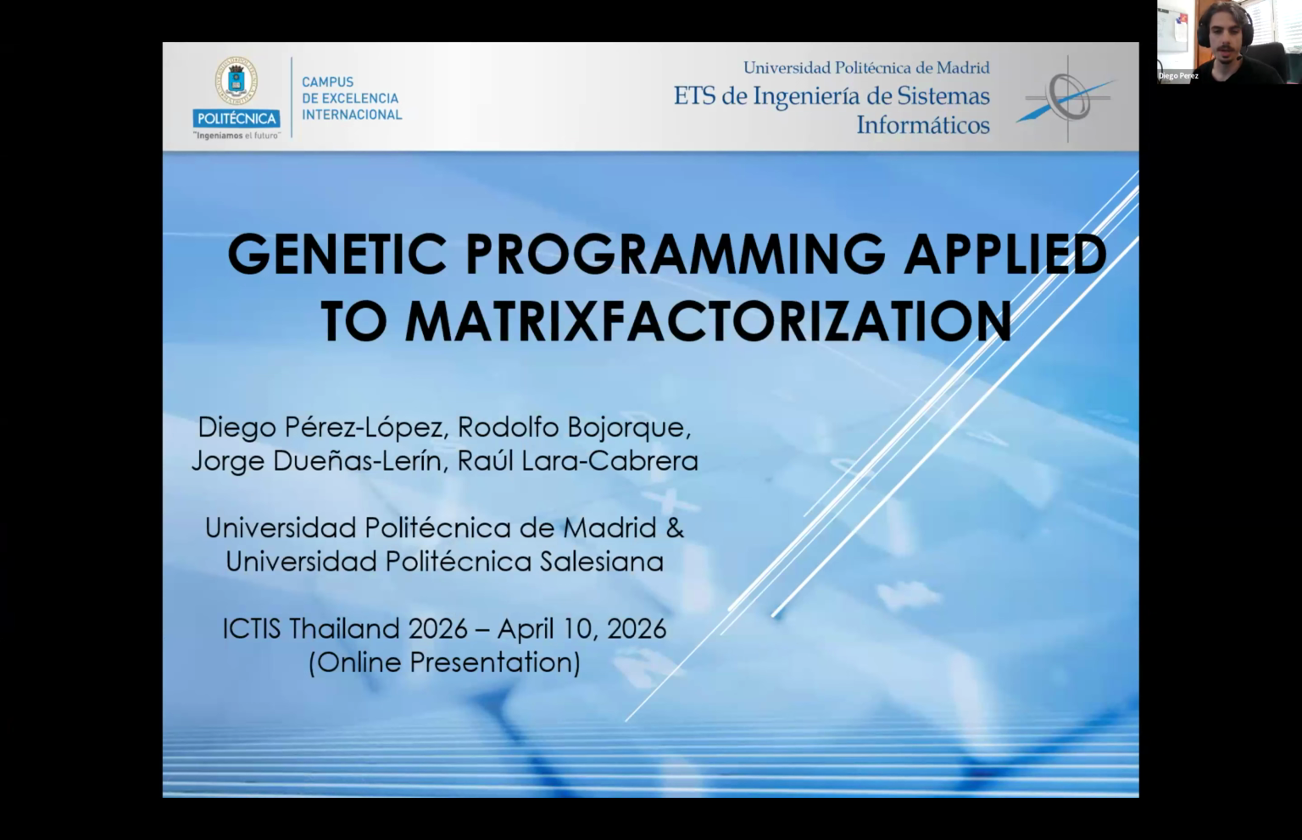Hello everyone, my name is Diego Perez, and I'm very happy to be here today to present our research, Genetic Programming Applied to Matrix Factorization.